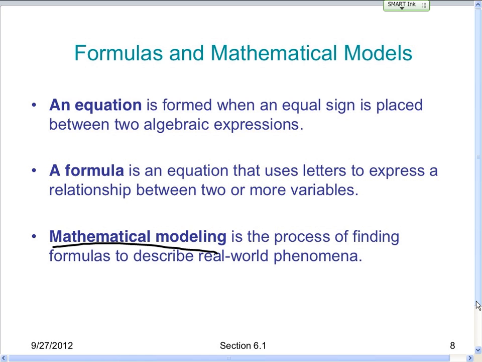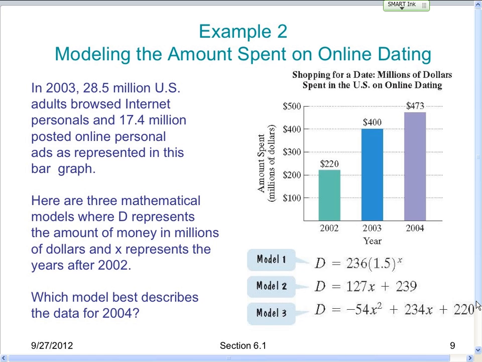Mathematical modeling is the process of finding formulas to describe real-world phenomena. In 2003, 28.5 million U.S. adults browsed internet personals, and 17.4 million posted online personal ads, as represented in this bar graph. Here are 3 mathematical models.